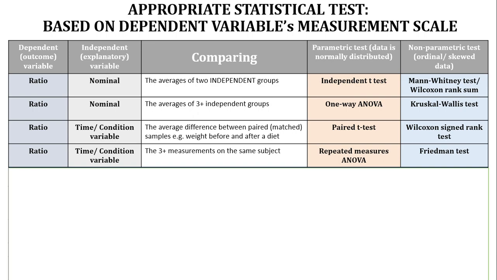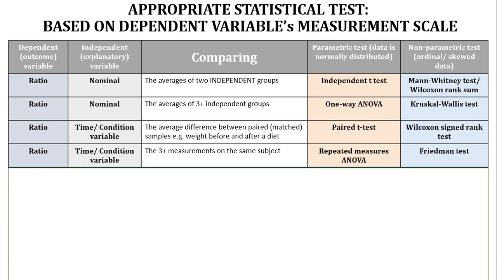Further, if your dependent variable is a ratio scale variable, and you have an independent variable which is based on time or condition, where your purpose is to find the average difference between the paired values, for example, weight before an experiment and weight after an experiment, you should use the paired t-test if your data is normally distributed, otherwise the Wilcoxon signed rank test.